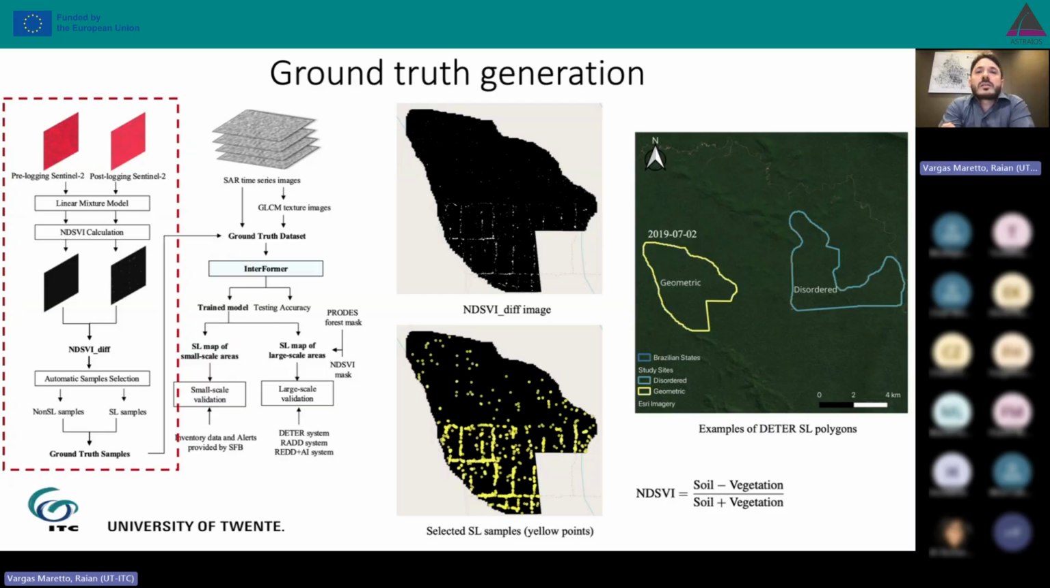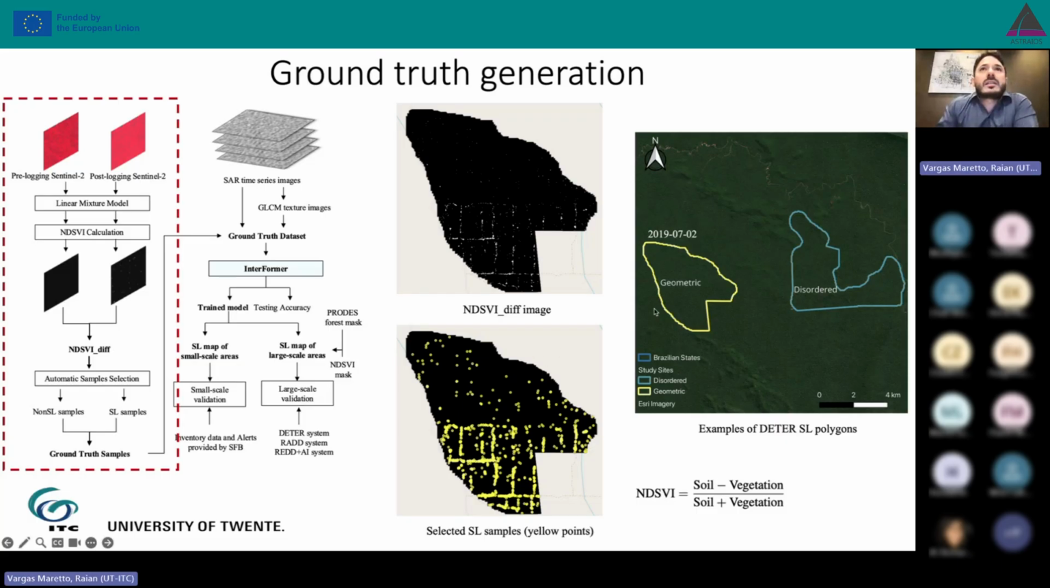But the first challenge here was that the TER data is mostly polygon data. Whenever there is a spatial pattern of selective logging, they draw a polygon all around the area that is affected by that selective logging. They identify two types of selective logging: one is called geometric selective logging, and the other we call disordered selective logging. Why this distinction? Because usually the geometric selective logging tends to be related to legal selective logging, to places where it is allowed to happen, and the disordered usually tends to be related to the illegal one. So that's why I'm making these distinctions.